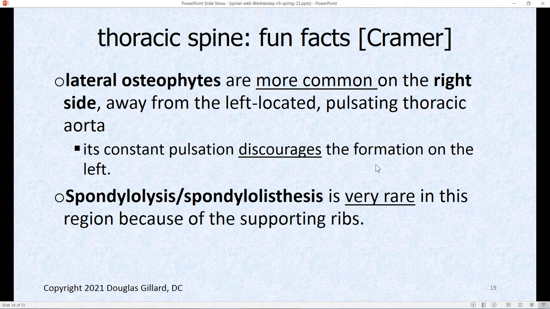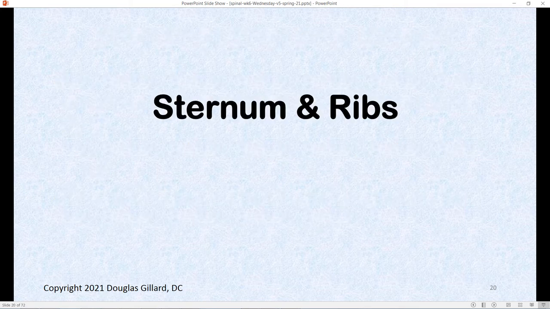Lateral osteophytes are more common on the right side of the thoracic vertebrae, because the pulsation discourages them from forming. Osteophytes are just like little cement pieces of bone that grow, an attempt to stabilize a segment that's gotten a little bit loose somehow. And the pulsation discourages them, so you won't see them where the thoracic aorta is. And we talked about spondylolisthesis and spondylolysis, very rare in the thoracic spine because of the ribs stabilizing everything.